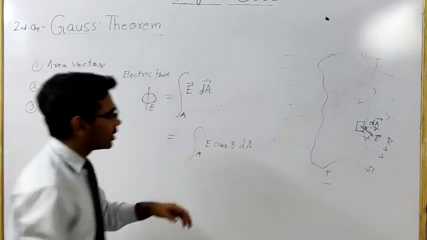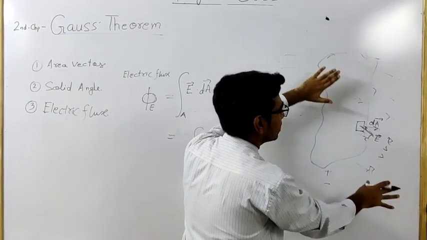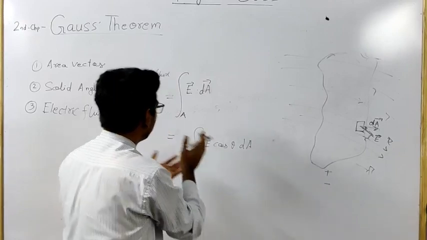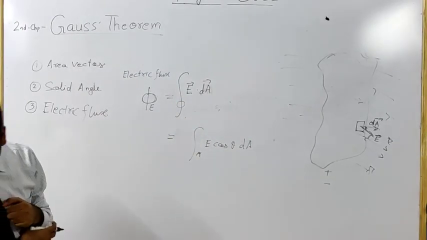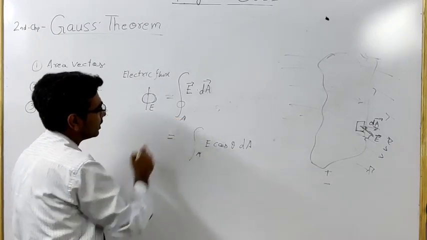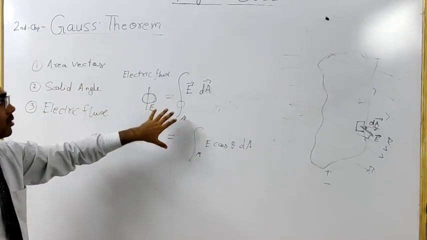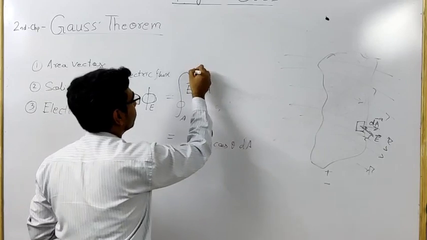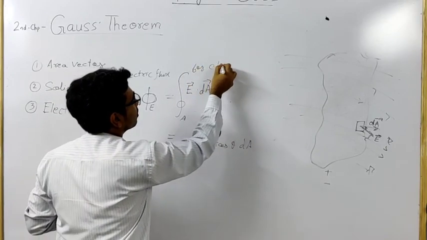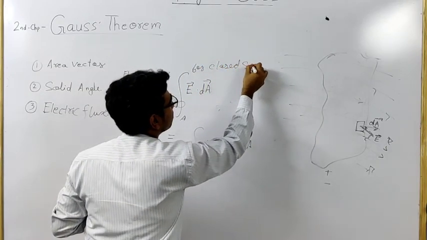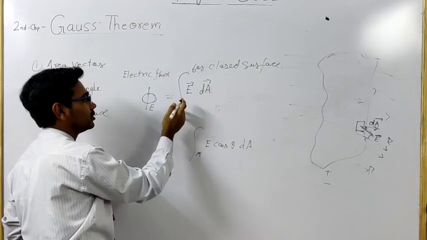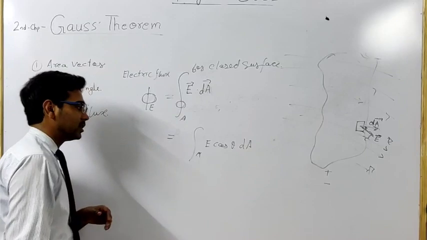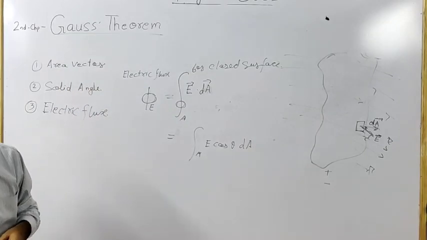Okay, if instead of a plane surface it is a closed surface, then the area symbol changes to this symbol. If you are talking about a closed surface, you use this symbol on the integration sign. It shows you the closed surface.